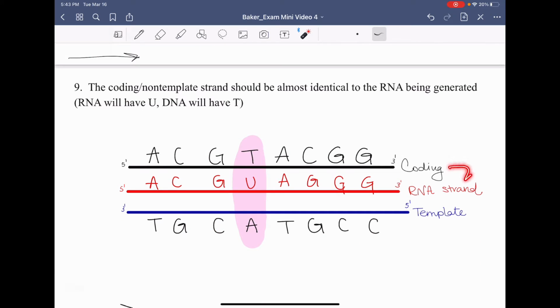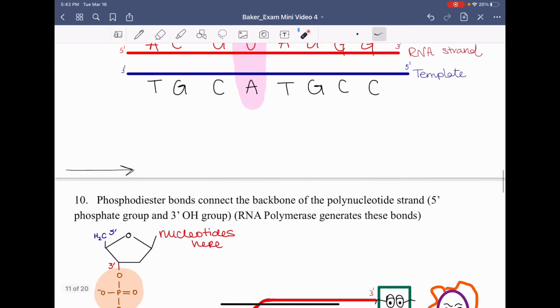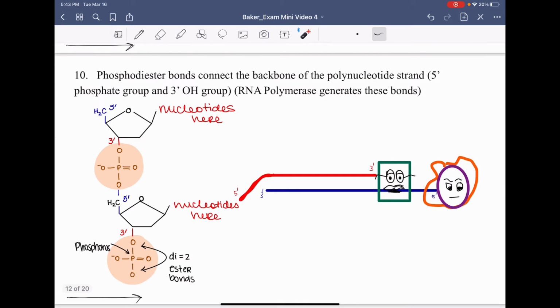Our coding strand and our RNA strand are going to be relatively the same, except we know that RNA deals with U's rather than T's. Our phosphodiester bonds are going to connect the backbone of the strand. So right here you can see that they're connected here, and then our di obviously means 2 ester bonds, and then our nucleotides are going to be over here.